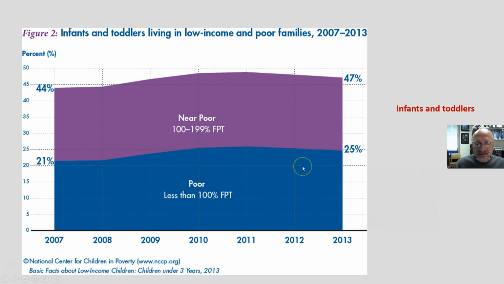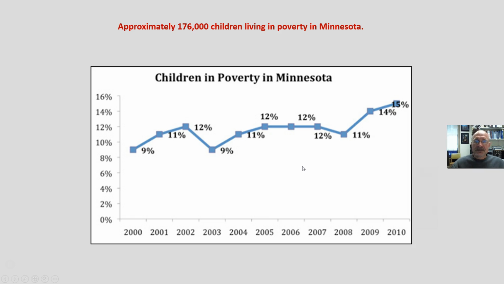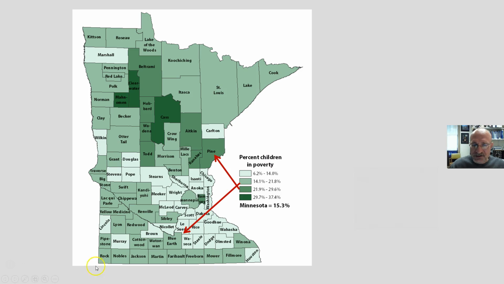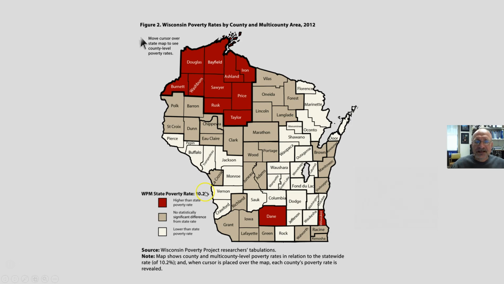Near poor and poor. And again, in Minnesota, approximately 176, and you can see the rates of increase here from 2000 to 2010. And you can see where poverty occurs. All right, the dark areas are the heavy areas of poverty. Here I am in Blue Earth County. Here's where it is most prevalent. And in Wisconsin, again, the higher than state poverty rate, you see way up there and down here.